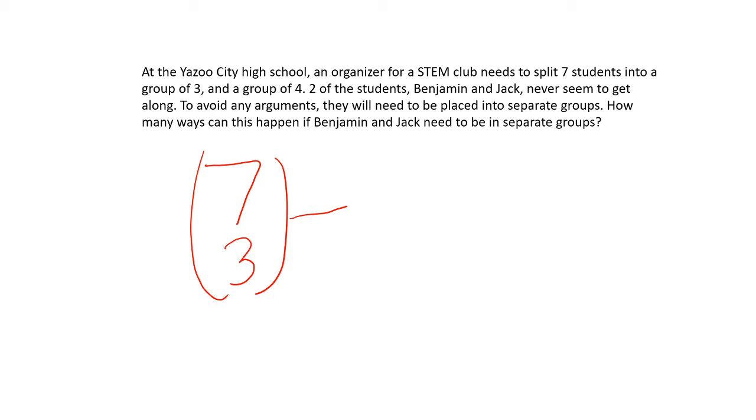So if we place both Benjamin and Jack into the group of 3, that goes against our restriction. If we place both Benjamin and Jack into the group of 4, that goes against our restriction. So we want to subtract everything that goes against our restriction, because then we are going to find what doesn't go against our restriction. And we're going to start off, we're going to place Benjamin and Jack both into the group of 3 and into the group of 4.